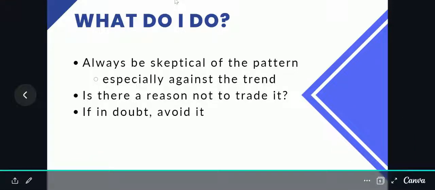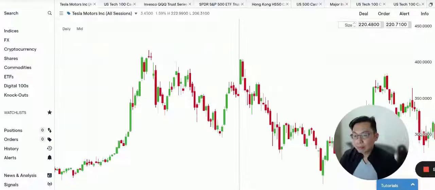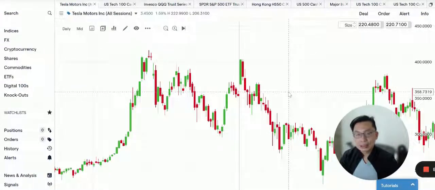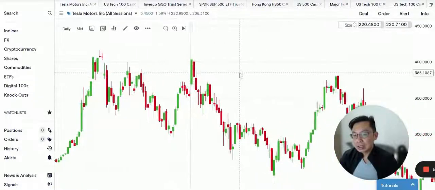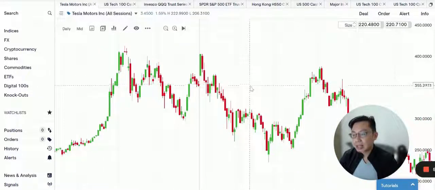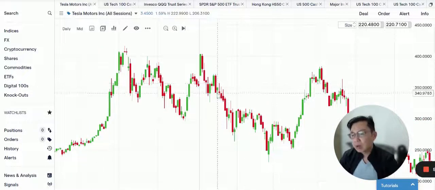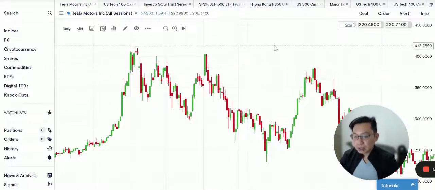So let's go over to the IG trading platform over here. You should be able to see the chart. Let me just use two examples. One is Tesla, and the other is the QQQ, the Nasdaq 100 ETF. What you see on the chart is actually Tesla on the Nasdaq. It's one of the favorite chart stocks of retail traders.